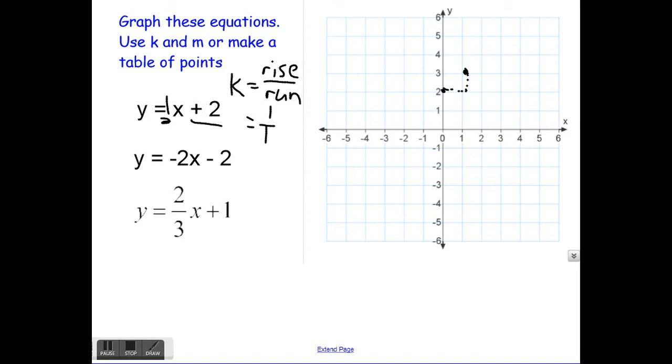And then I can just use those and draw a line, which will be about there, roughly. Try to get it through the points as best I can. There we go. So there's my line. So you put your y-intercept first, put that point. Then you use your slope to find your next point. Then connect the dots.